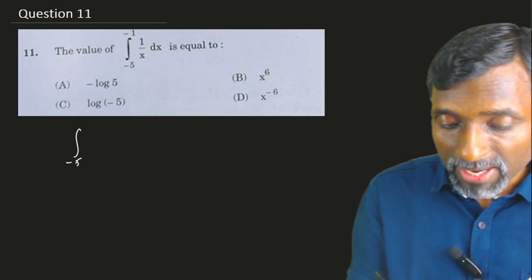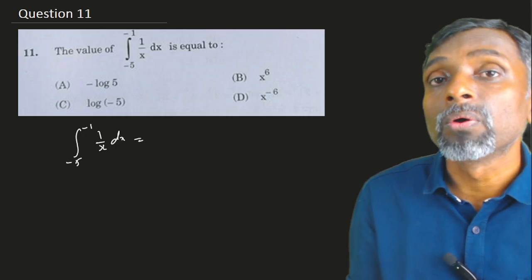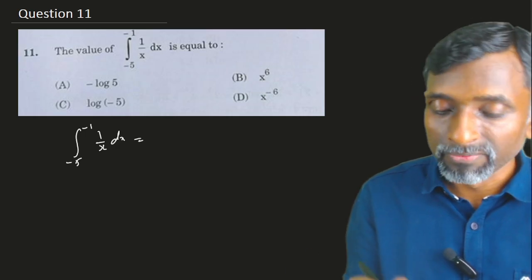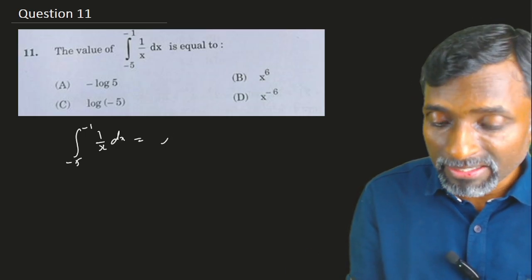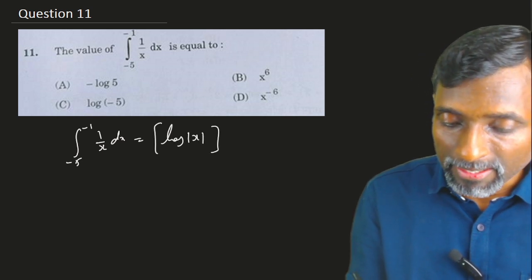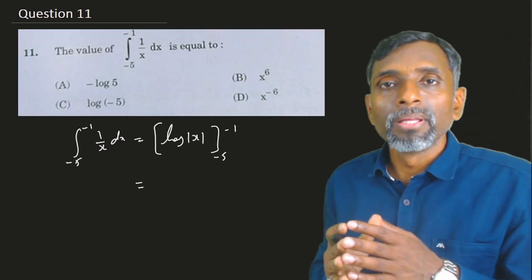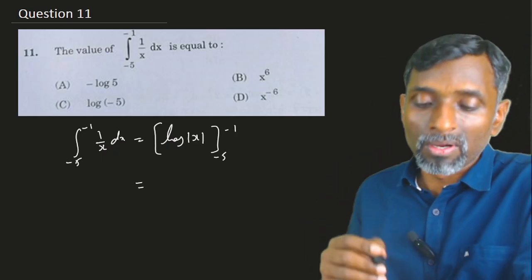If it is integral from minus 5 to minus 1 of 1 by x dx, you know the integration of 1 by x is what? Log x, because the derivative of log x is 1 by x, and integration is called antiderivative. So log mod x, from minus 5 to minus 1. We are always taking mod if we are taking some function of log into this.